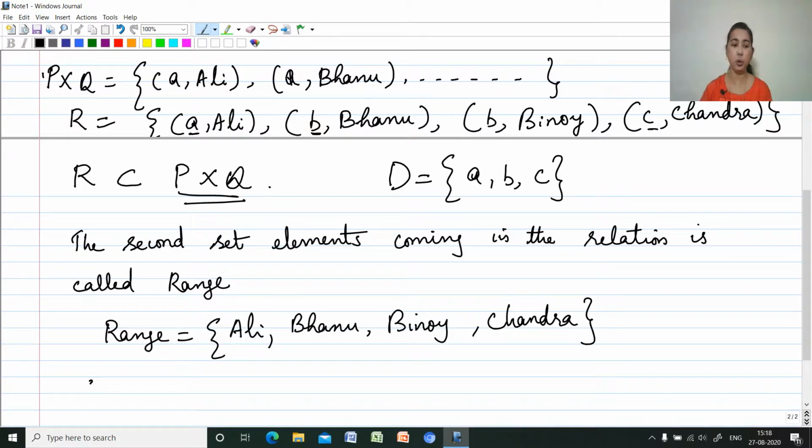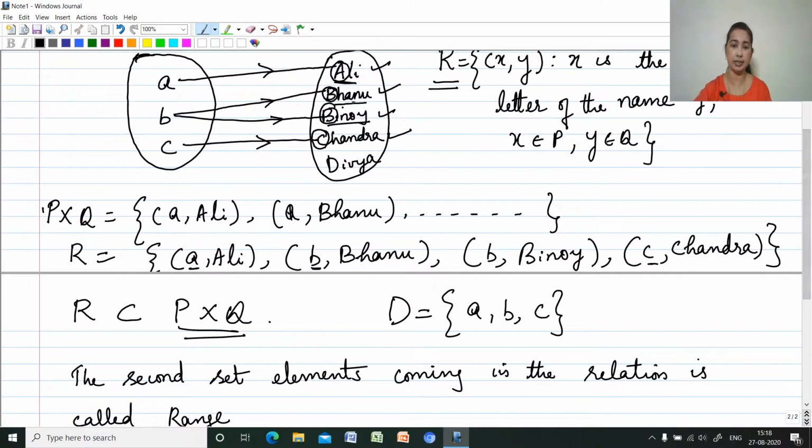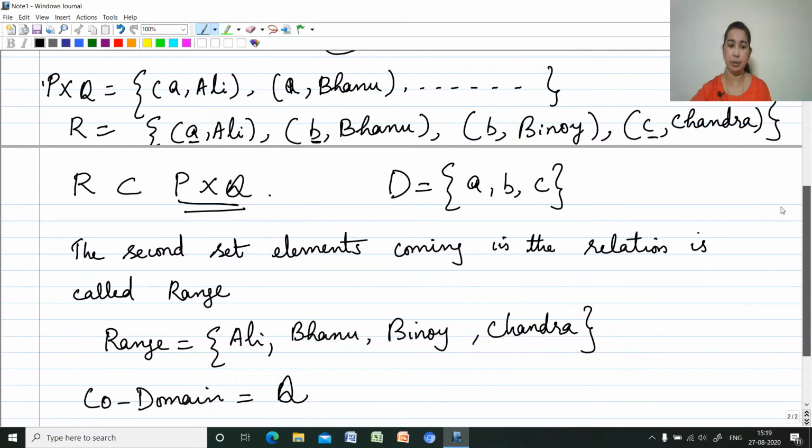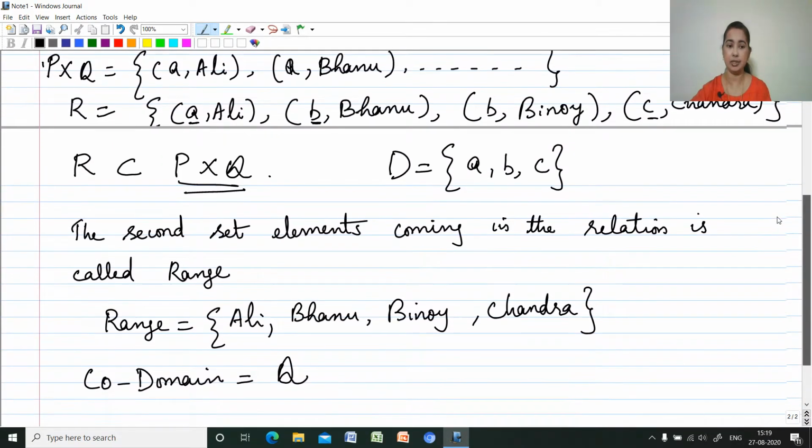What about codomain? Codomain means the entire second set, that is set Q. Q consists of Ali, Banu, Binoy, Chandra and also Divya. So codomain means the original second set elements. So all the second set elements is called the codomain. So that's about domain, range and codomain.